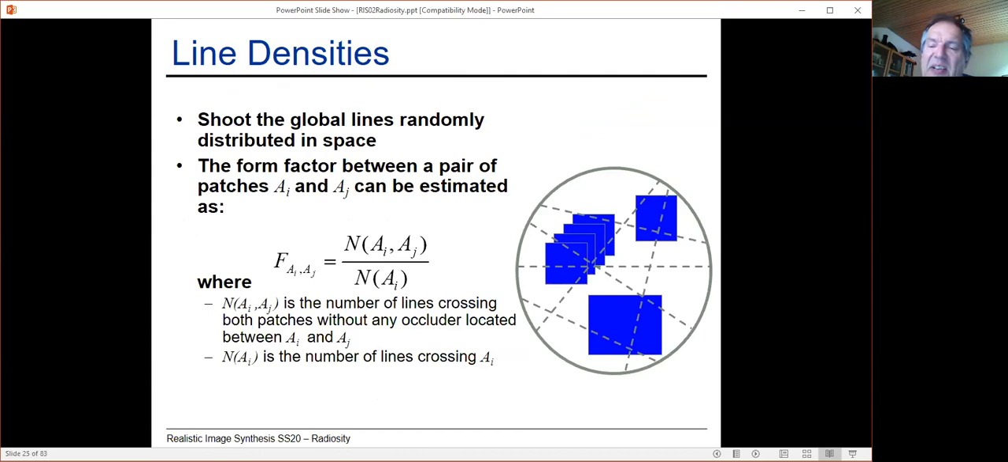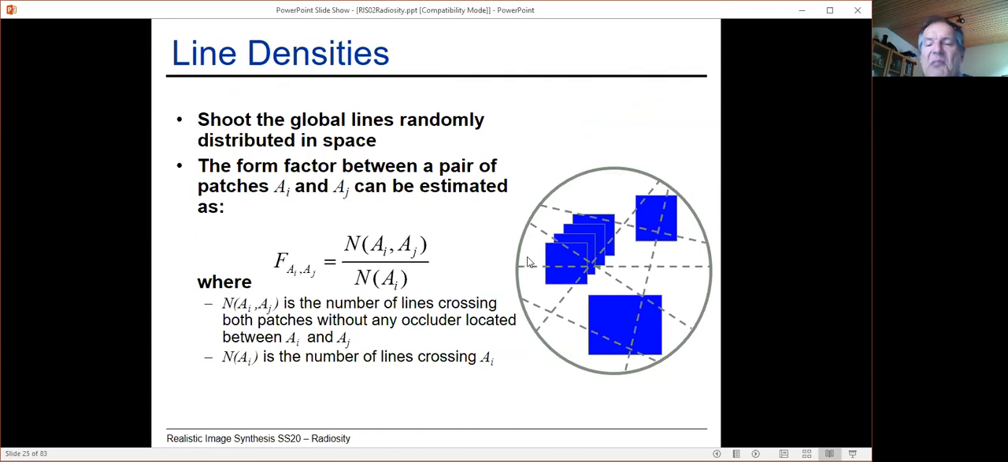Another kind of interesting trick is that if you encompass the whole scene in a sphere and you start sending millions of rays, by connecting again randomly chosen points over the sphere, then the form factor between surface A_i and A_j will be equal to the number of rays that intersect both surface A_i and A_j, with respect to the number of rays that intersect just surface A_i.